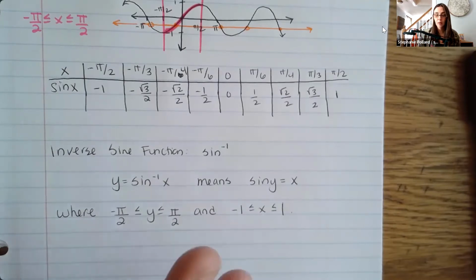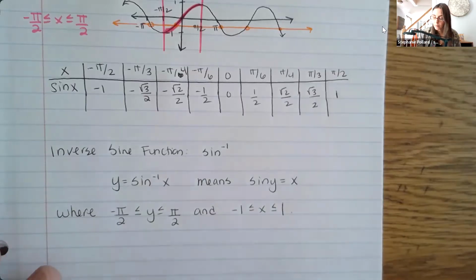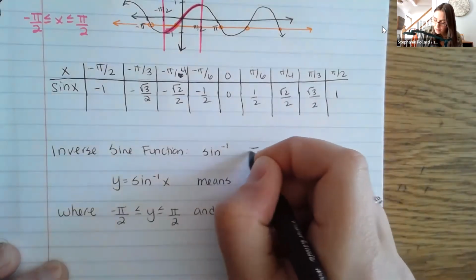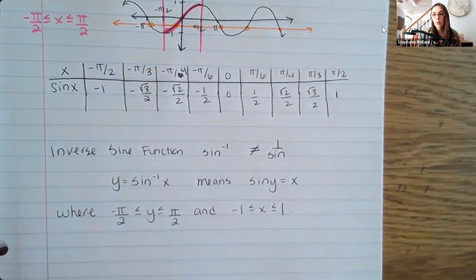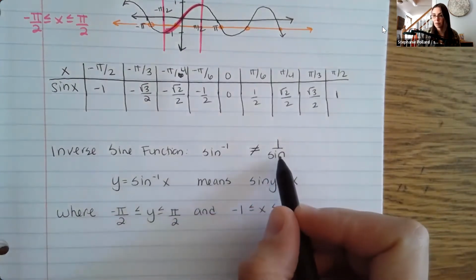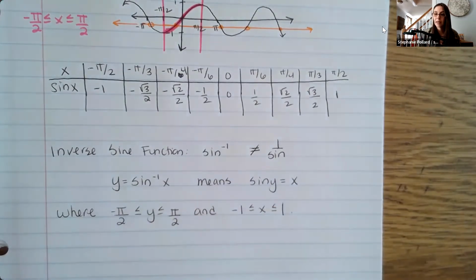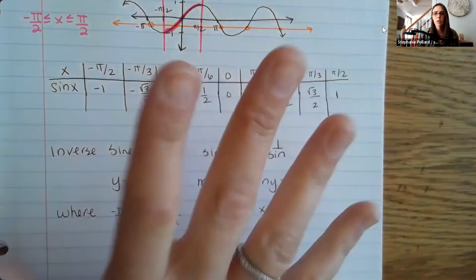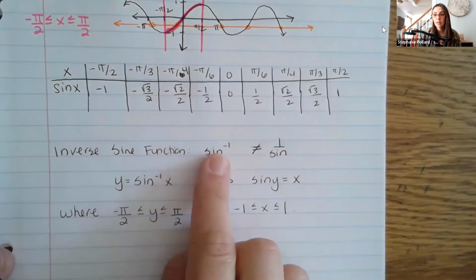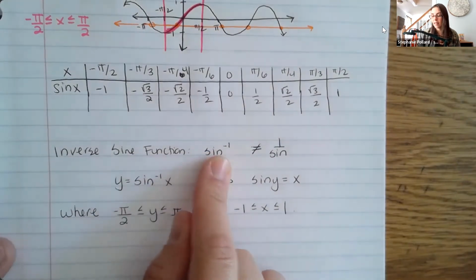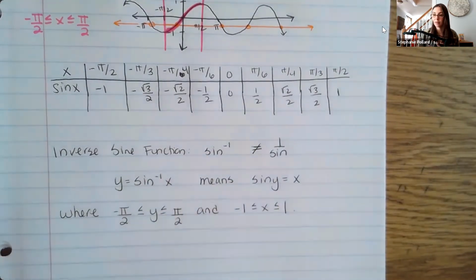One thing I want to point out, to make this really clear, is that this is not the same as 1 over sin x. This is not cosecant. So these are two totally different ideas. Your inverse function is not your reciprocal function. So you want to be careful, make sure you don't mix that up when you're finding answers, and also on your calculator. Your calculator should have an inverse sine function on it as well, and that's not the reciprocal. They're two totally different things.